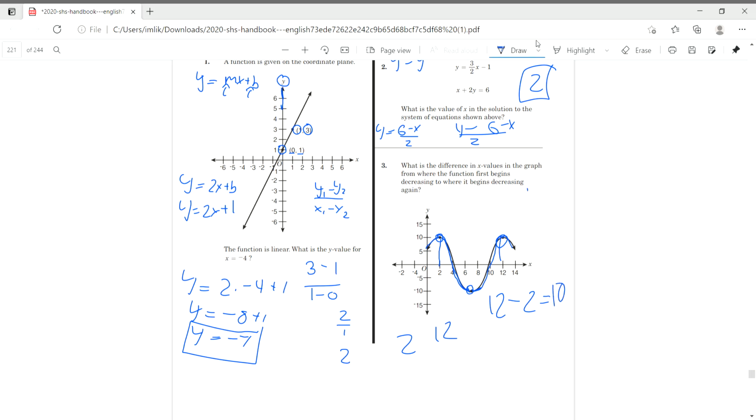So our answer has to be 10. This is really easy. Don't get confused. Actually draw it out, play it out, see what happens.